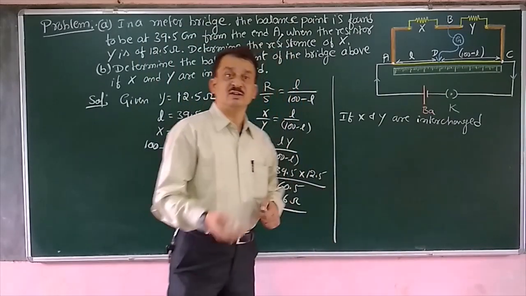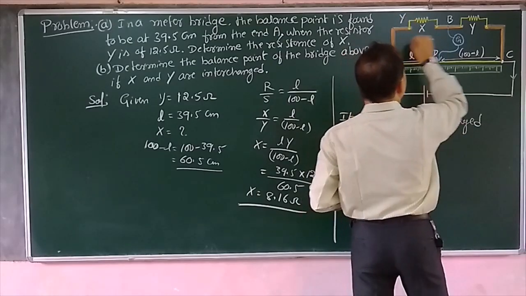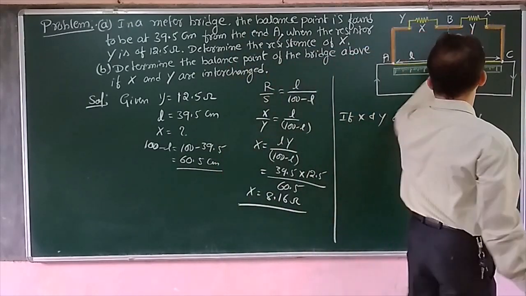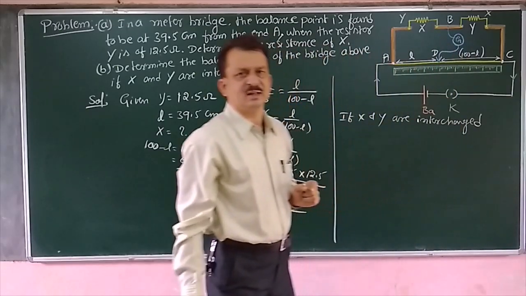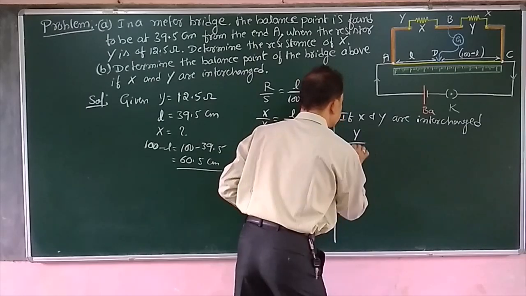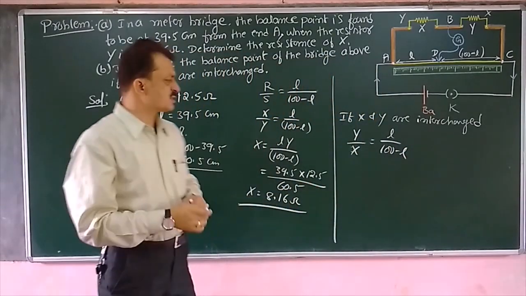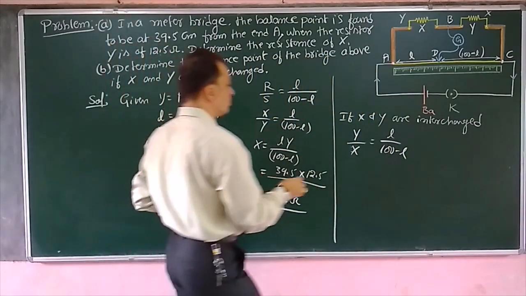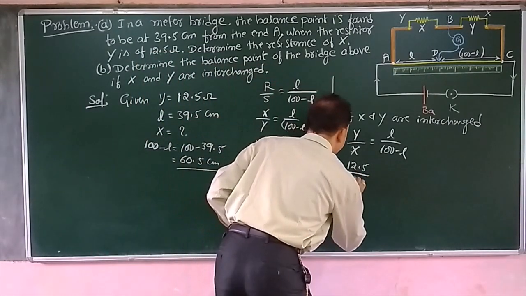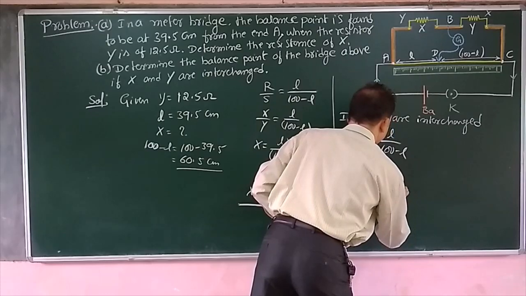Then what will be the condition? For the second case, I am getting here Y and here X. Therefore, Y by X is equal to L divided by 100 minus L. The new balancing condition becomes Y divided by X is equal to L divided by 100 minus L. Y value they have given, 12.5, divided by X value, which we just calculated, 8.16, is equal to L divided by 100 minus L.